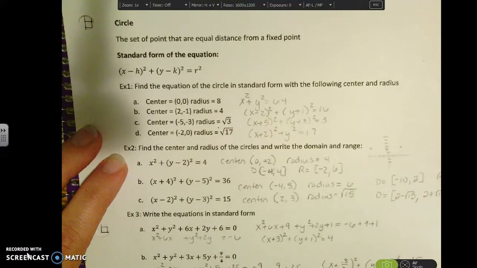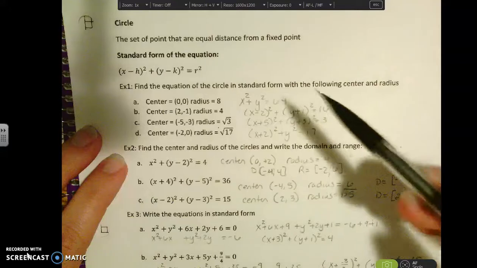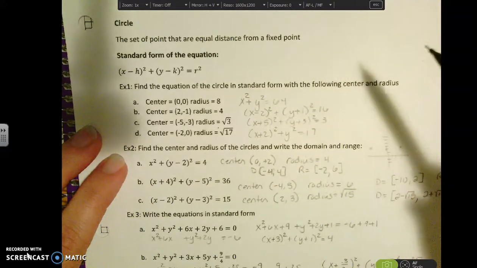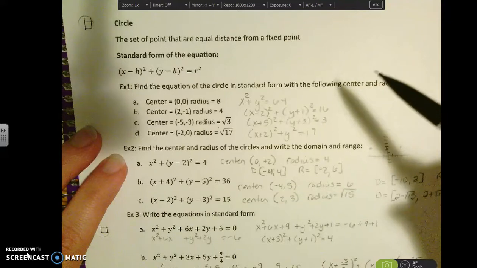All right, these are notes on section 2.1 conics, which is actually on circles. And a circle is a set of points that are an equal distance from a fixed point. So you have your center point and all the points that are an equal distance.